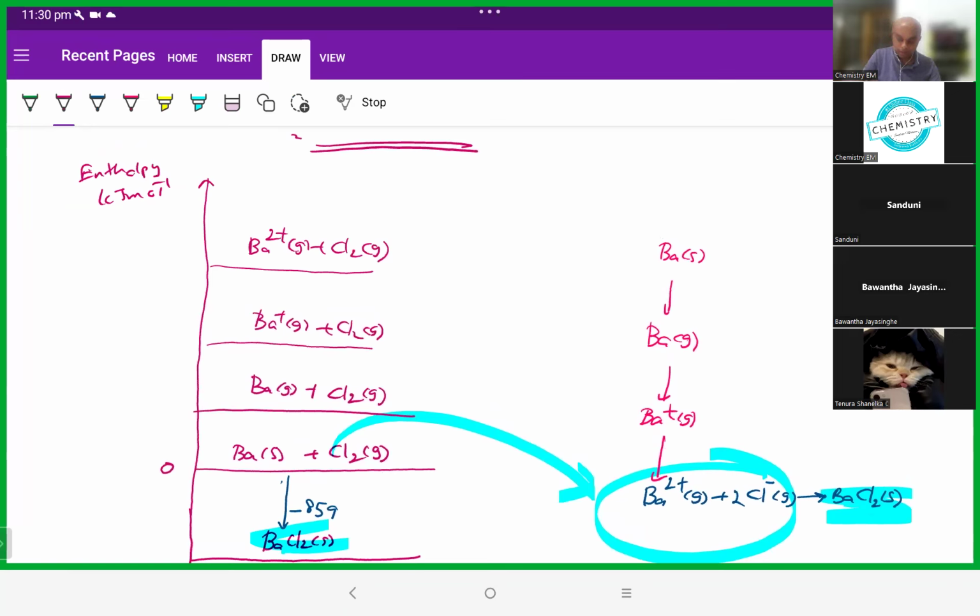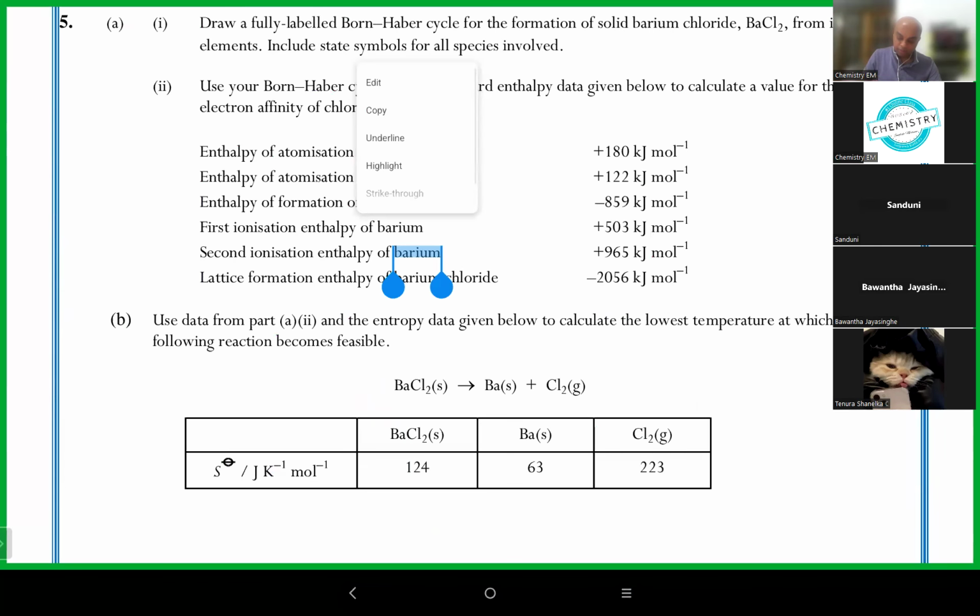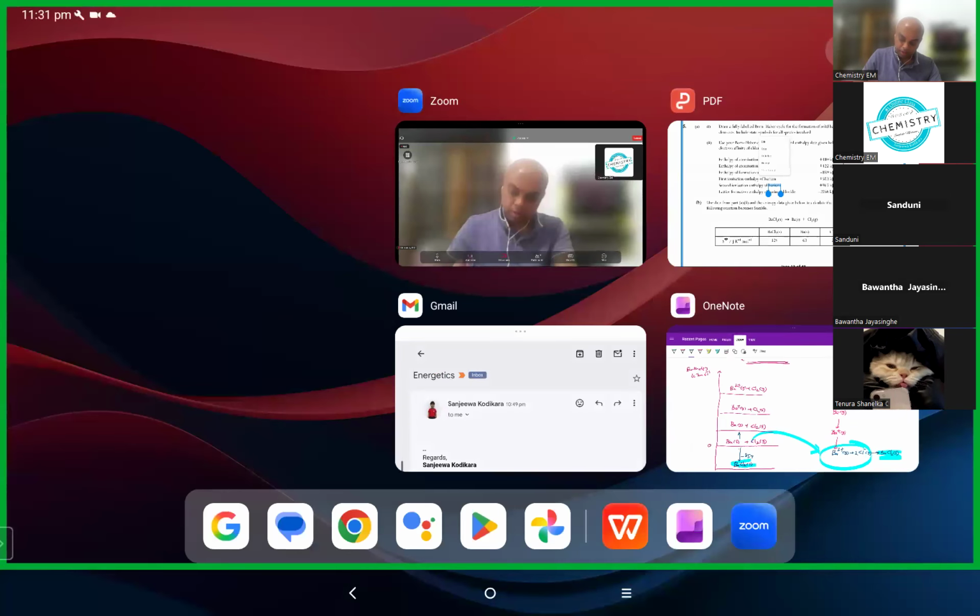Right? Now let's check, let's put the values here. Atomization is 180 plus 180.